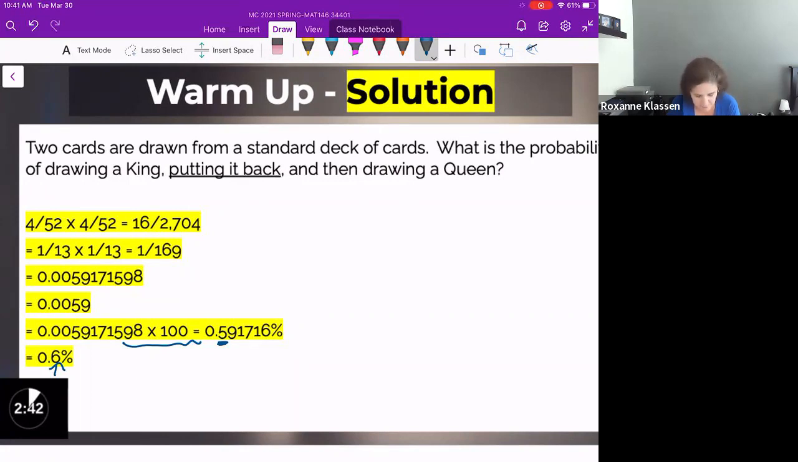So think about that. Is that very likely to happen? No, it's not very likely that, given a 52 card deck, you reach in, pull out a king, put it back, and then reach in again and pull out a queen this time. For those 2 events to happen, there's less than a 1% chance.